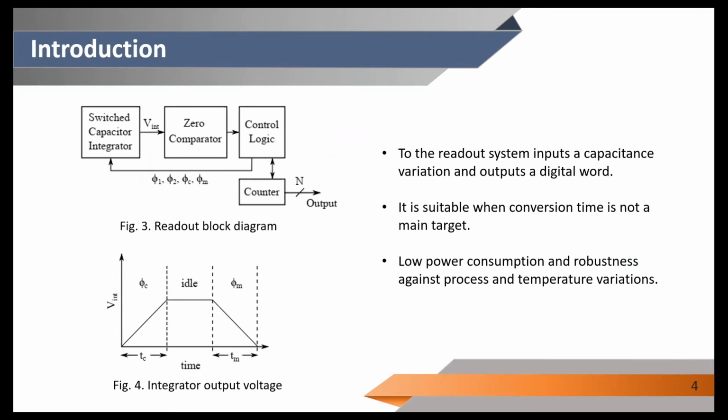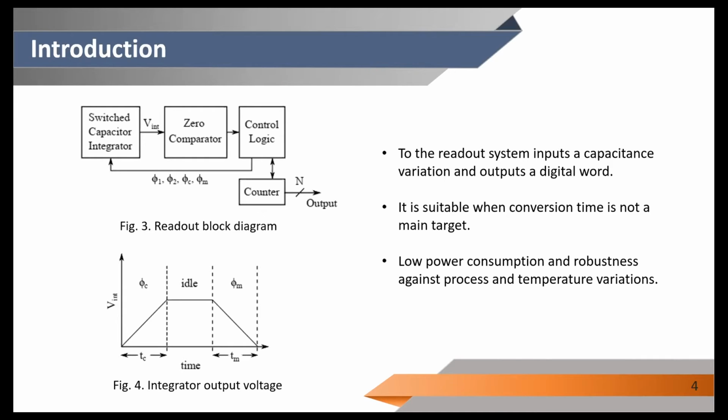The proposed readout system is shown in Figure 3. The system inputs capacitance variations and outputs a digital word. The system is composed of a switch capacitor integrator, a serial comparator, a logic control unit, and an up-down counter. The system has 3 operation phases: a calibration phase, an idle phase, and a measurement phase.